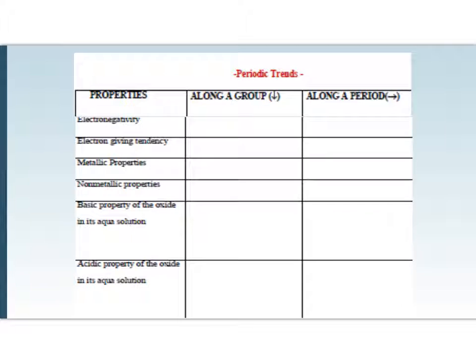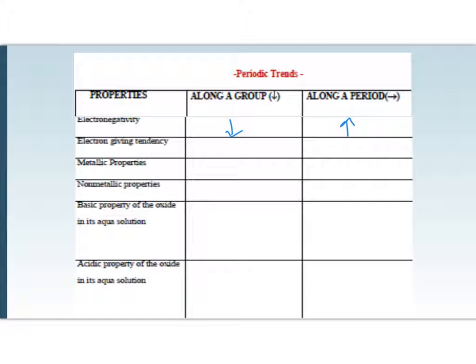Electronegativity. Now we're going to talk about electronegativity in later slides in detail, but it is again similar to electron affinity and nonmetallic property. When you go along a group, it is going to be decreased. When you go along a period, again to the nonmetals, it is going to be increased.